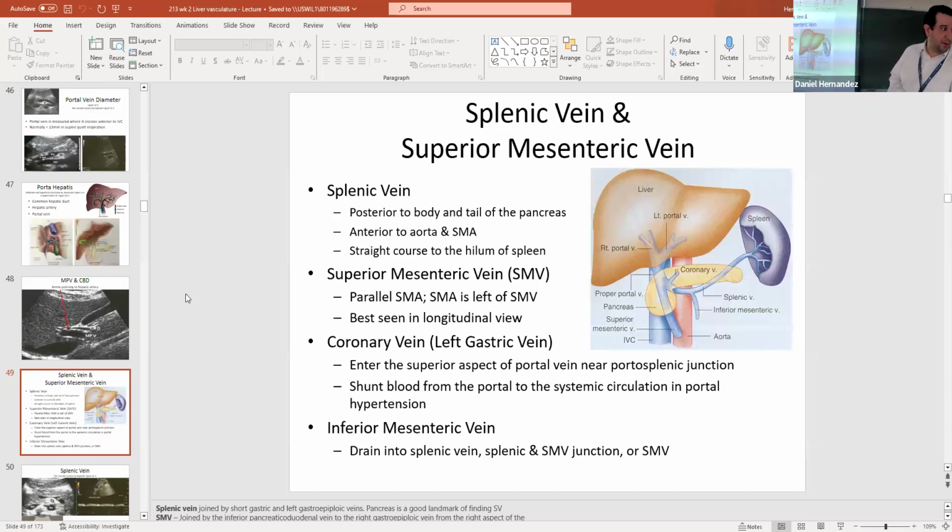The superior mesenteric vein runs parallel to the SMA, to the artery. The SMA is to the left of the superior mesenteric vein. These are best seen in the longitudinal view.